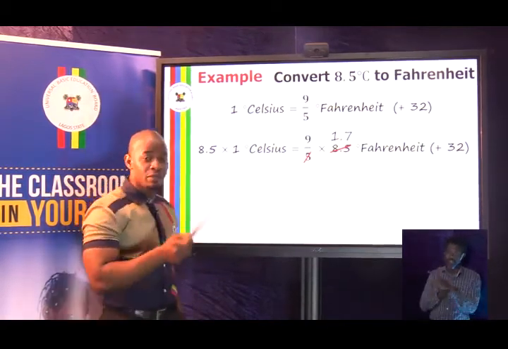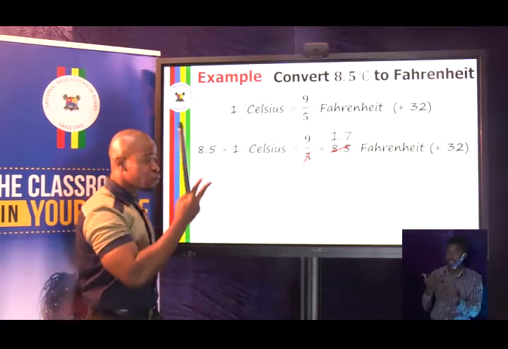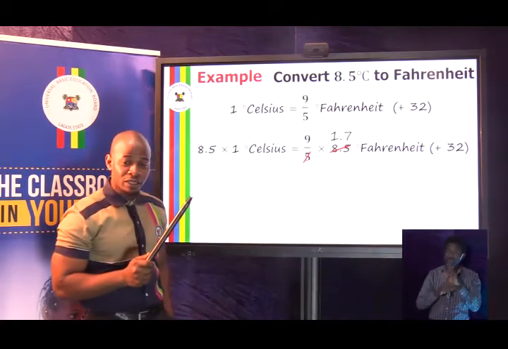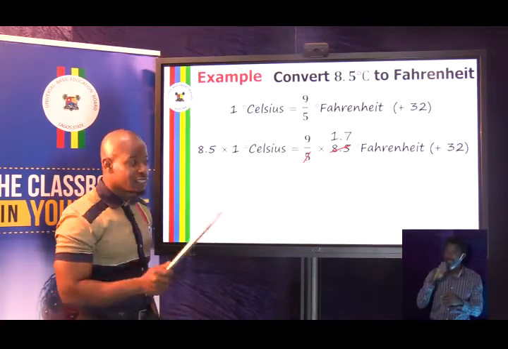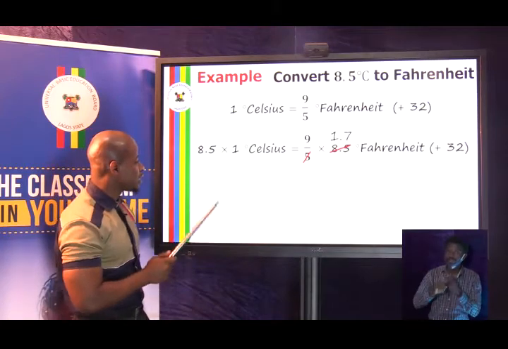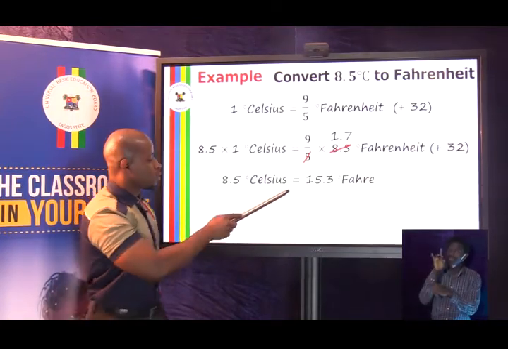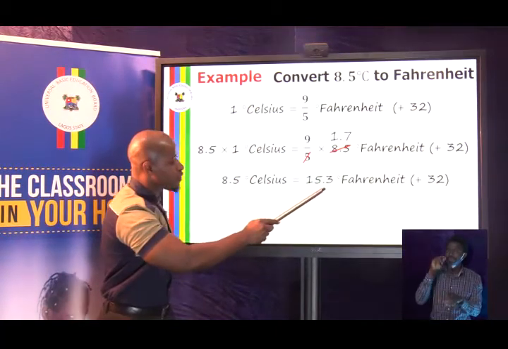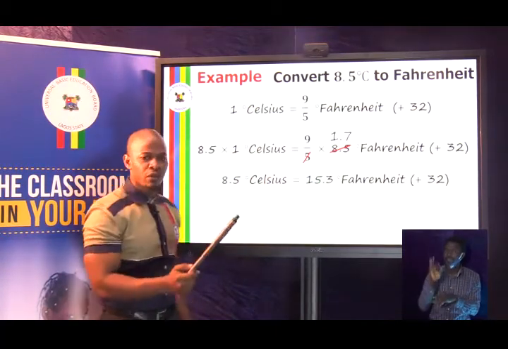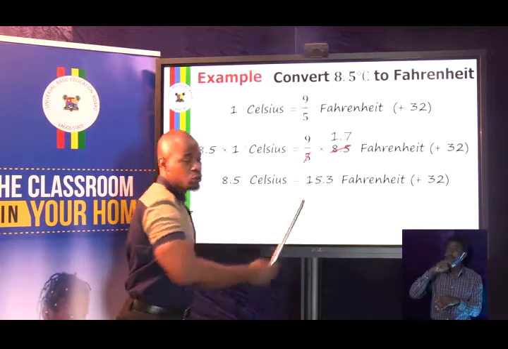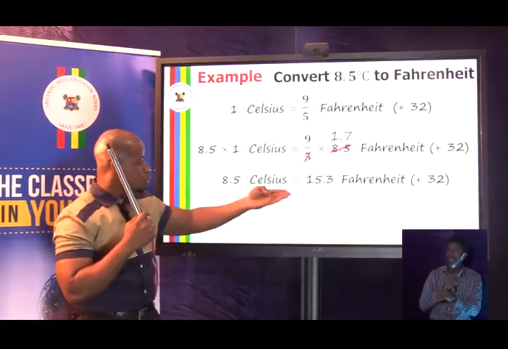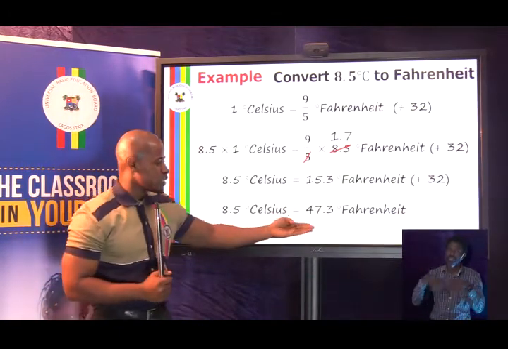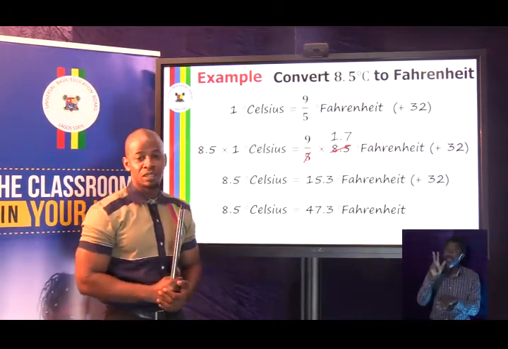Now 9 times 17 is very easy. I subtract 2 and I get 15. 15 and what to make it up to 9? 15 and 3 to make it up to 9. Let's see. So 8.5 Celsius is 153. Now 15.3 degrees Fahrenheit. Then we must never forget to add 32 afterwards. So adding 32 to 15.3, what does that give us? That gives us 47.3 degrees Fahrenheit.